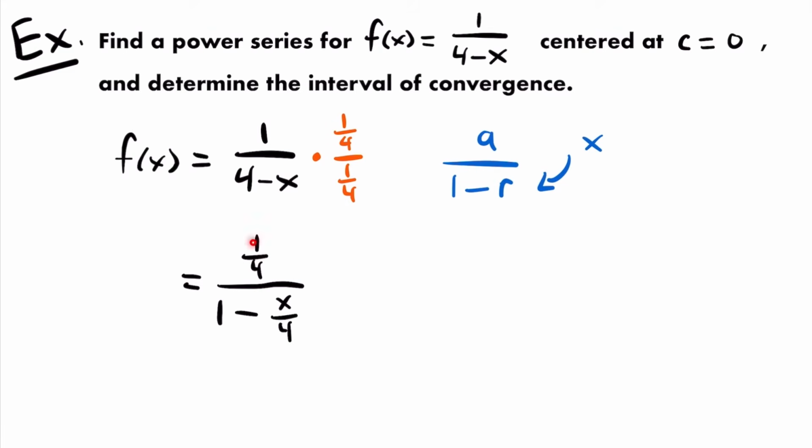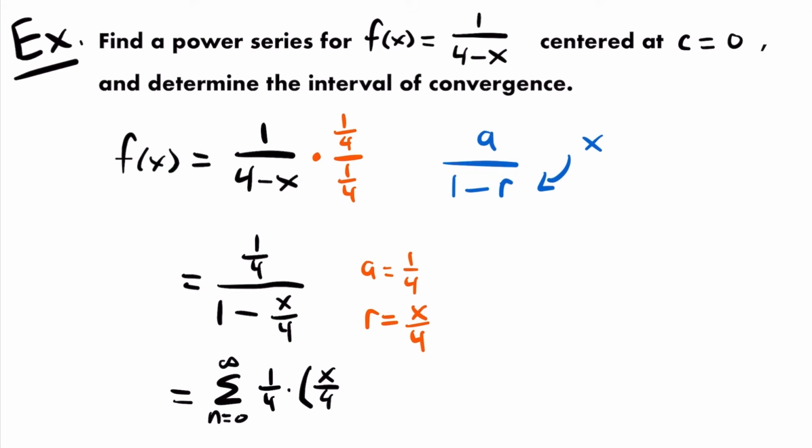Okay, so we have a constant of 1/4 divided by 1 minus a common ratio involving just x. And so, in this case, we would say that a is equal to 1/4 and r is equal to x divided by 4. And so we can rewrite our function to be the power series from n equals 0 to infinity of a, which is 1/4, times r to the power of n. And r is x divided by 4, and so we'll raise that to the power of n.